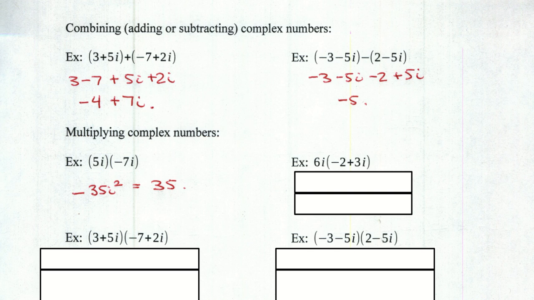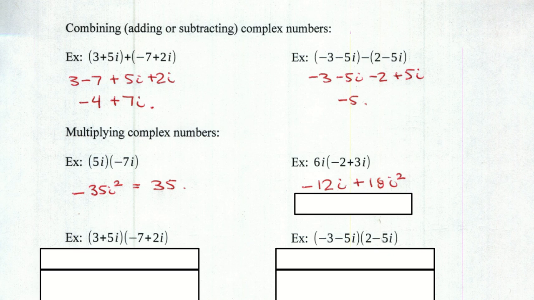Now let's move on to a question where we actually have to do some distribution. This 6i is being multiplied into the sum, negative 2 plus 3i. So that's going to require some distribution. We're going to multiply the 6i times negative 2, and we're going to multiply the 6i times 3i.